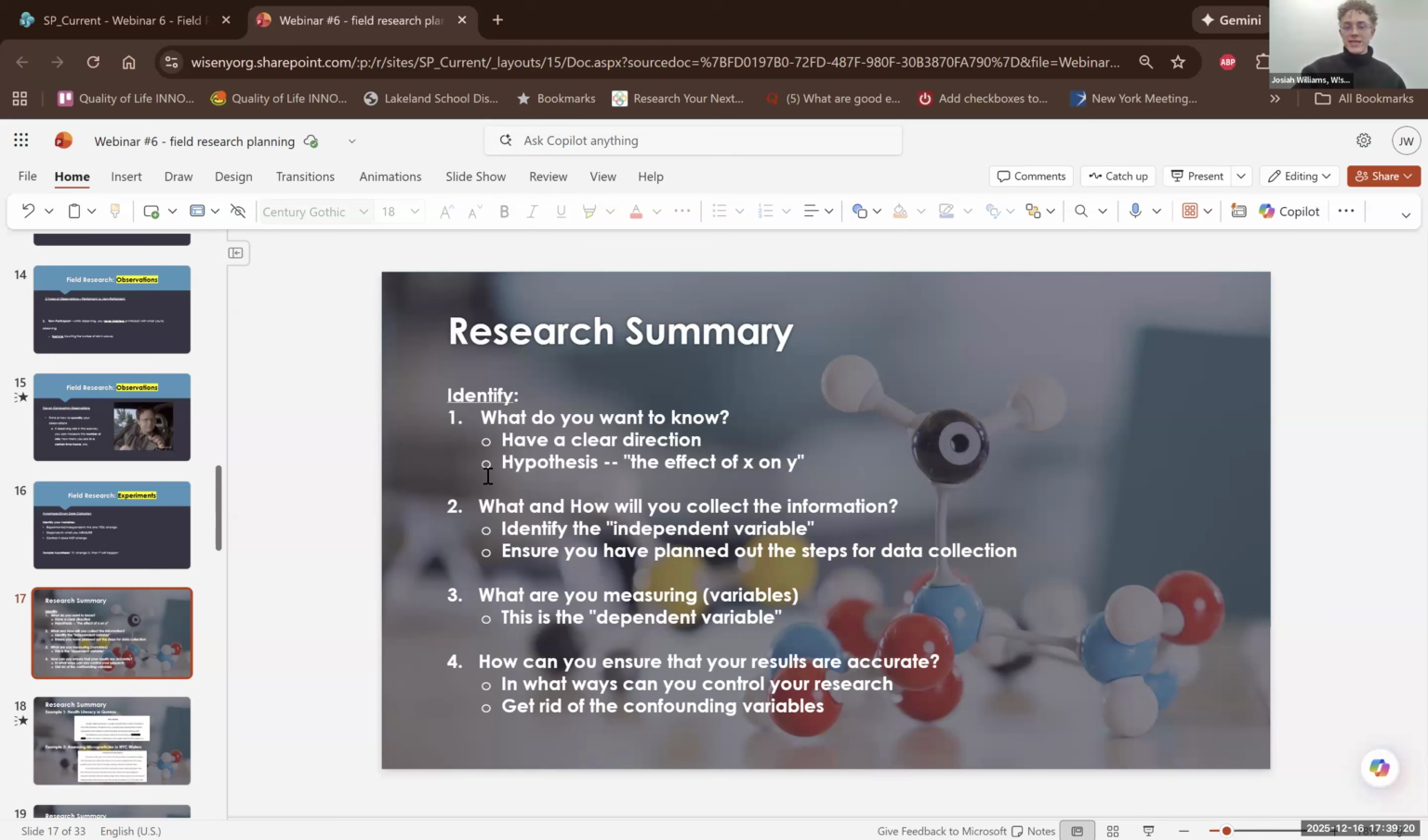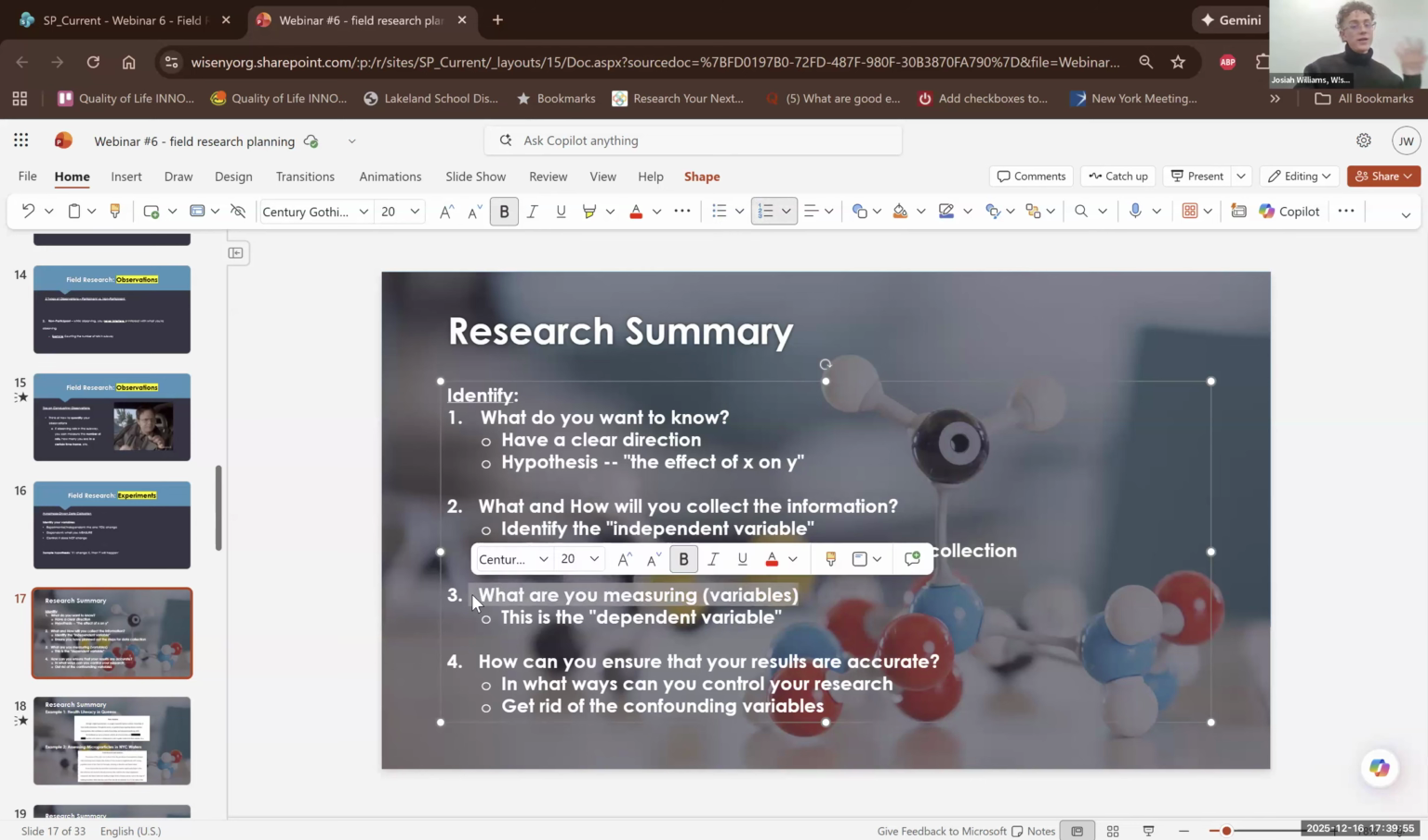The second question: what and how will you collect the information? So what will you do and how will you collect the information? So identifying your variables. Am I going to do a survey? Am I going to do an interview? Am I going to do an experiment? It's very important to identify which one is best for your research question. And everybody, it's different for every project, I promise you. But it's very important to ensure that you've planned out these steps for data collection.